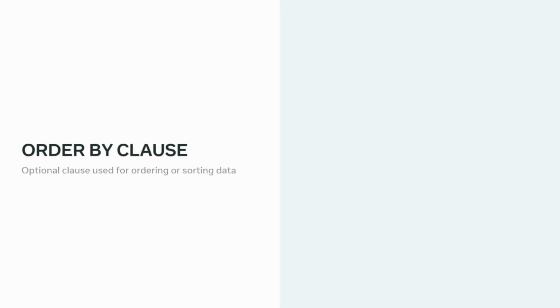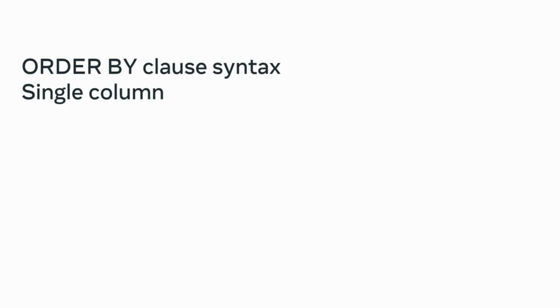The order by clause is an optional clause that can be added to a select statement. Its purpose is to help sort data in either ascending or descending order. For example, you can sort a list of student names in an alphabetical order from A to Z or vice versa. To get a better understanding of how the order by clause works, let's explore the syntax. In its most basic form, the syntax of the order by clause is as follows.